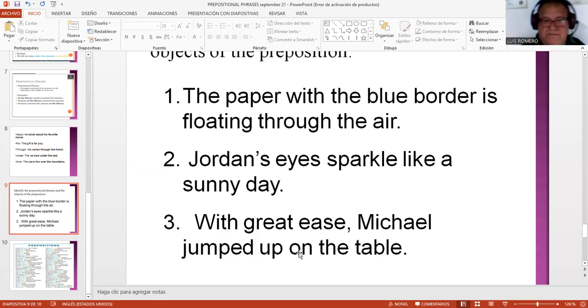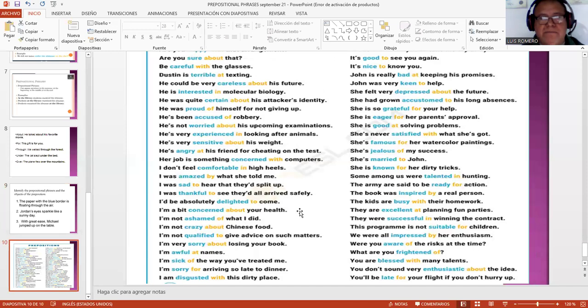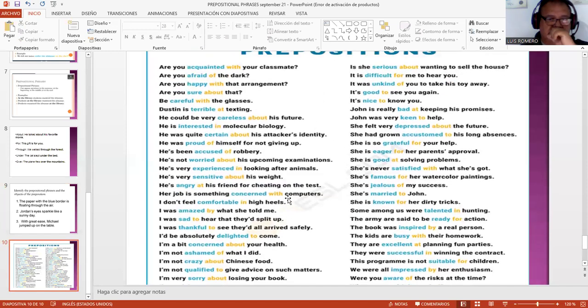So it means that you have the two elements. If that is, as you were saying, what is the prepositional phrase? On the table. That's it. Excellent. Well, now you know what a prepositional phrase is. Here you have a lot of examples, Alex. You can read them and you will find a lot of prepositional phrases.